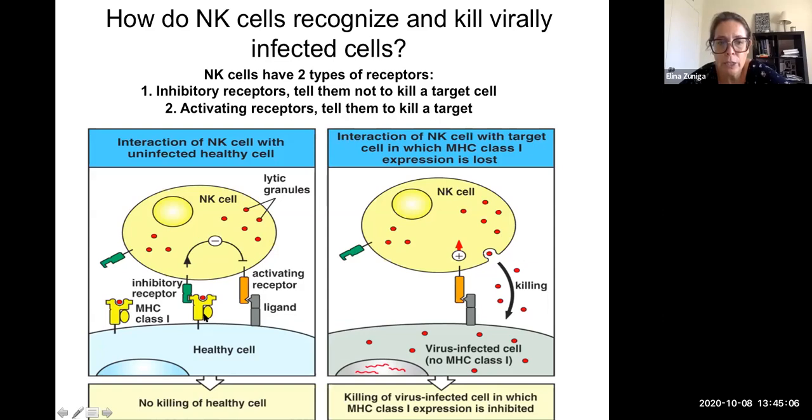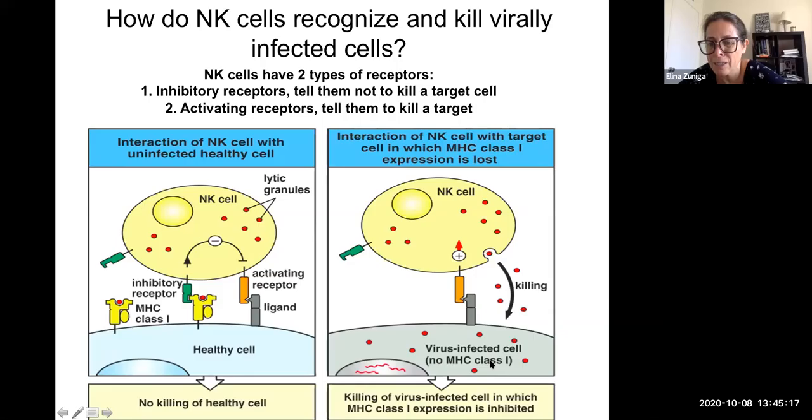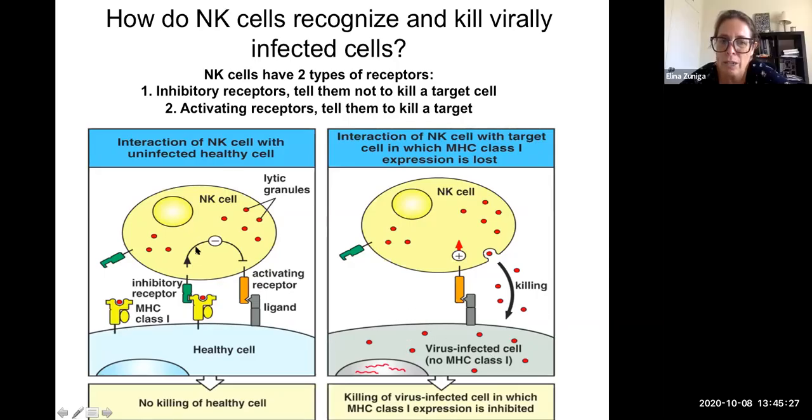If the inhibitory receptor is not engaged, so if the cell is not expressing MHC class 1, and many viruses suppress the expression of MHC class 1 to evade recognition by T cells, and we will see why in the next few lectures. But when MHC class 1 is not expressed, the inhibitory receptors cannot signal, and you only have the positive signal from the activating receptor. And now the natural killer cells are able to kill this virally infected cell or this tumor cell, okay?